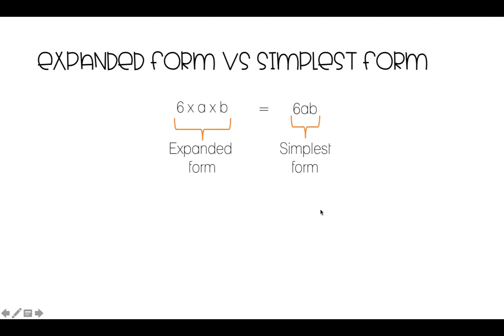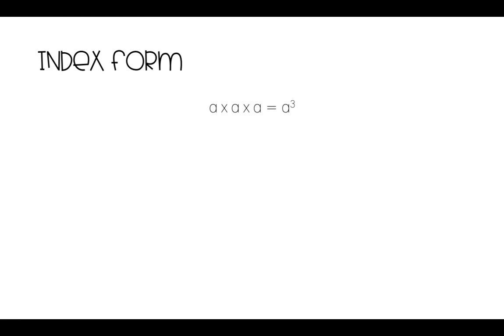Now there's a few rules we need to look at so that we can simplify expanded form, and we're going to go through those now. The first one is index form. So A times A times A is equal to A to the power of 3, because it's A times A times A, so it's A cubed. If we get 6 times A times A, we keep our coefficient the same, so it's still 6, and A times A gives us A squared. So we end up with 6A squared because there's the two A's.